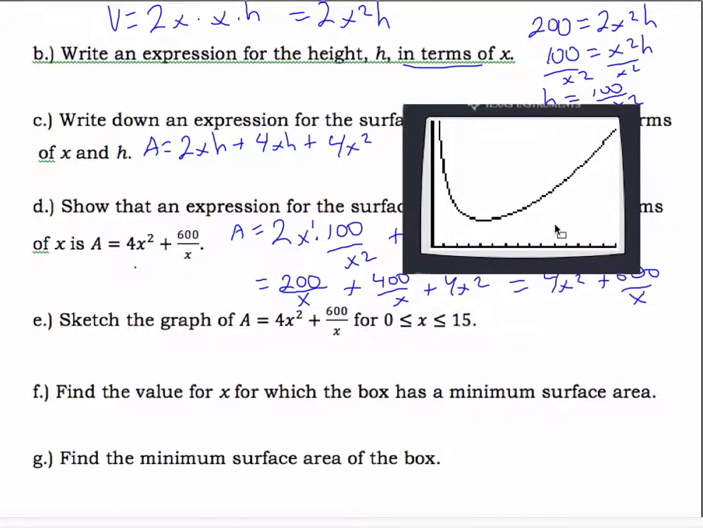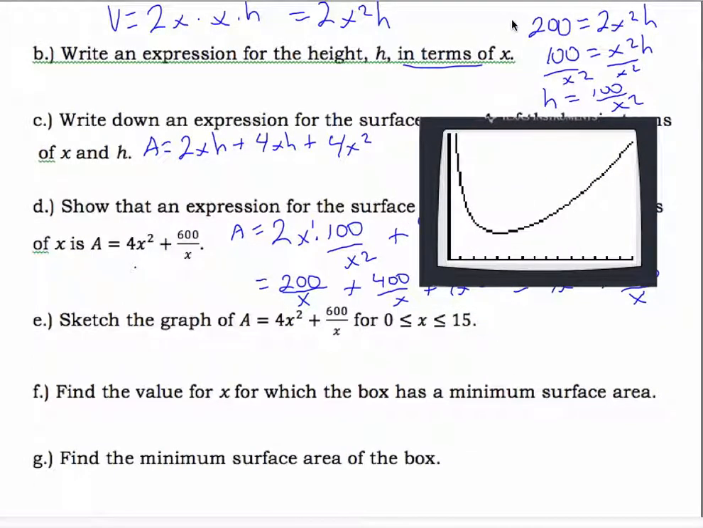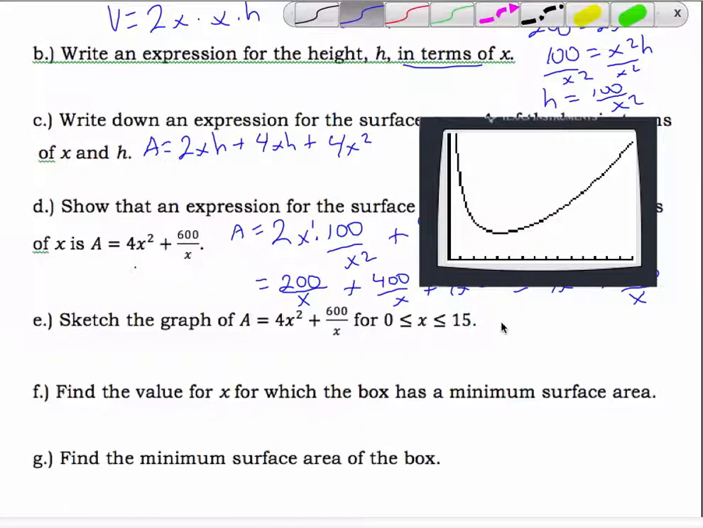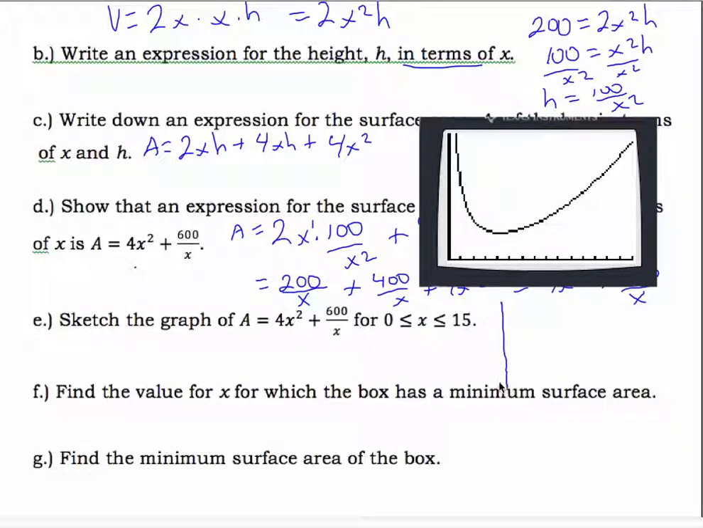Alright, so let's sketch the graph here. You want to maybe label how far we went here. This is 15. This is 1,000. And here's what your graph looks like, kind of like that. Okay, so that is A. Call it A of x maybe.